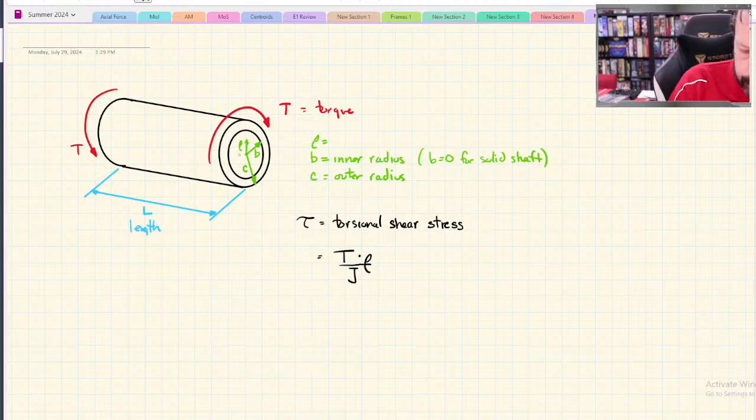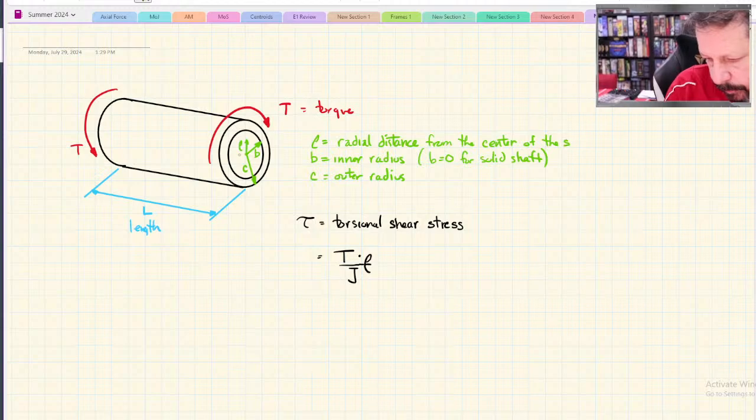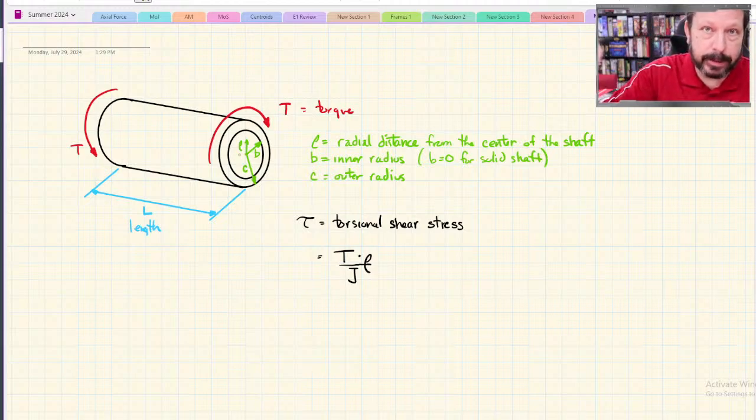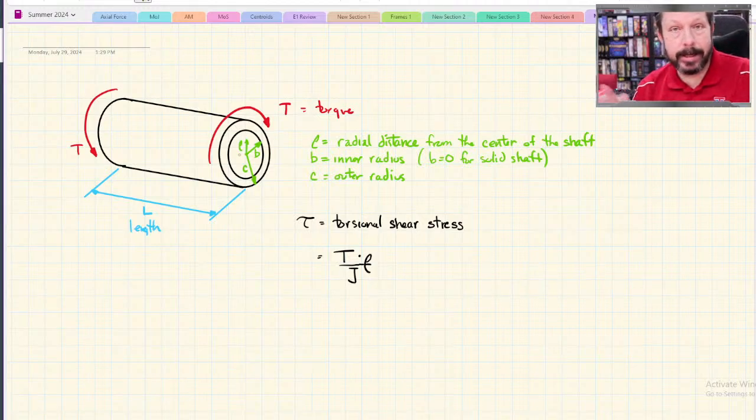So rho equals the radial distance from the center. It could be B if we were measuring from the center to the inner surface of the hollow tube. It could be C if we were measuring from the center of the rod all the way to the outer surface of the rod. But it could be any number from 0, the center, out to the surface C. So any number in between there. So it's just a variable.